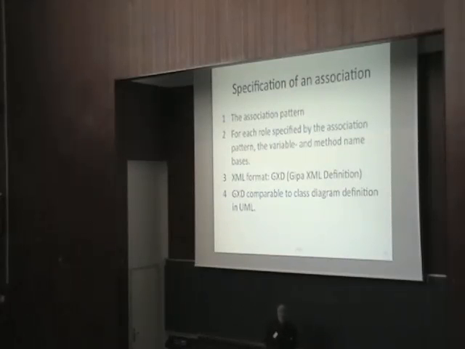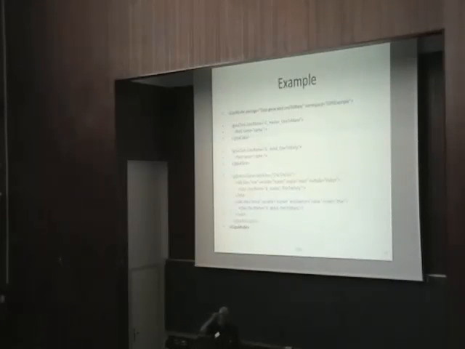Specification of an association. How do I fill in the actual arguments? I have to choose which pattern is going to be implemented for each role. I specify by the association. The association, the pattern knows which roles there are. You have to fill in for all the roles which variable, which method names, all kinds of stuff you have to fill in. I have defined an XML format, GPA XML definition. I can just specify the association. And GXD is comparable to class diagram definition. No, but it's not the same.